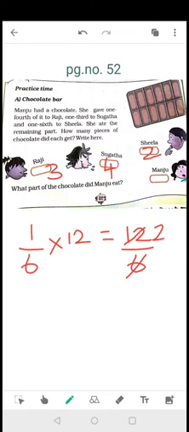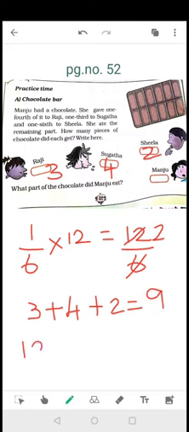So already we have written how many pieces of chocolate did each get. What part of the chocolate did Manju eat? First, out of 12, we have to count. She gave 3 chocolates to Raji, 4 to Suganta, and 2 to Sheila. How much it is coming? 9 pieces. She had 12 pieces. 12 minus 9 is equal to 3 pieces. Manju will have 3 pieces of chocolate.